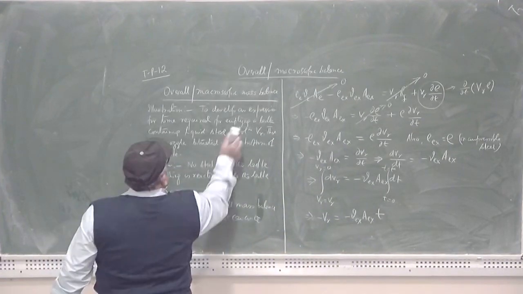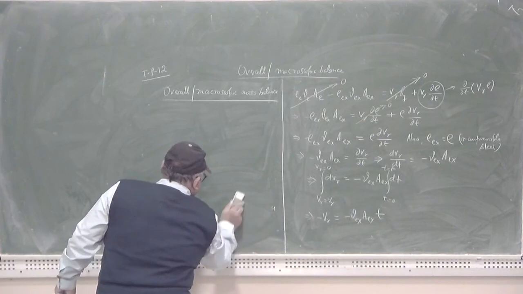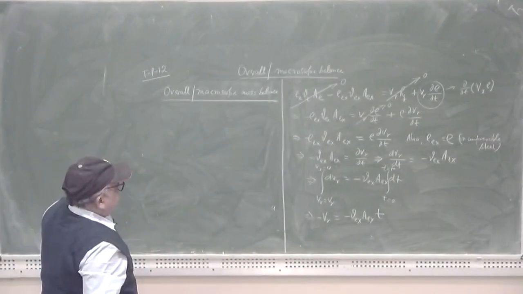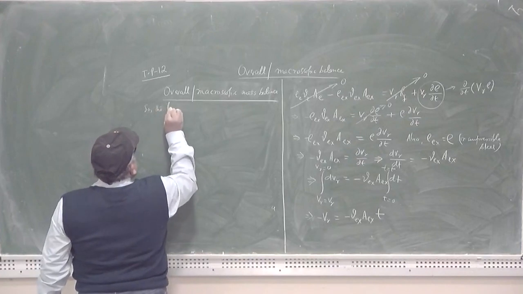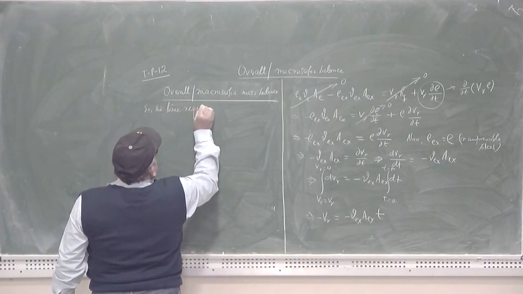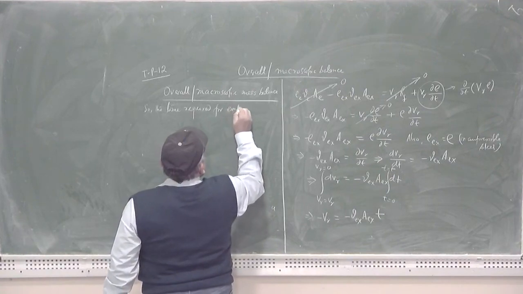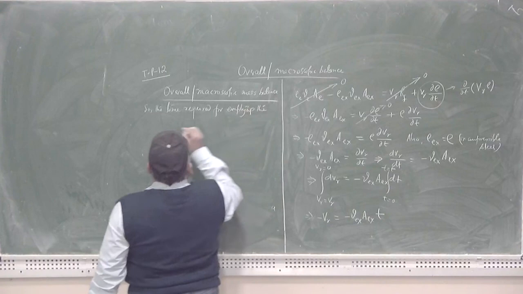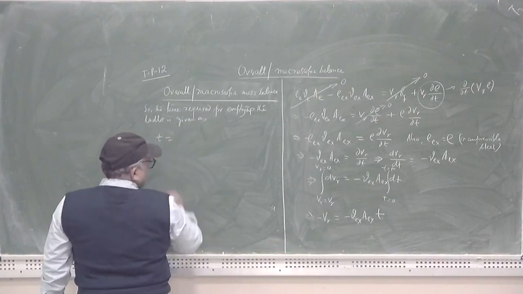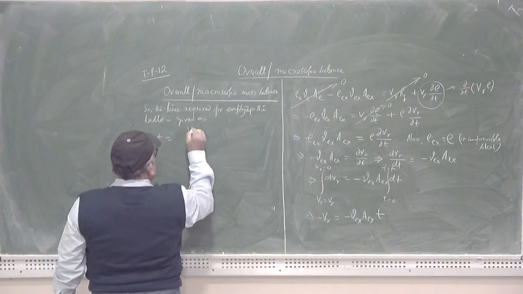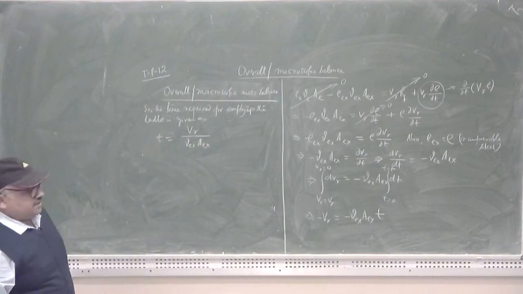So thus the expression for t, that is the time required for emptying the ladle, is given as t is equal to V_R divided by V_ex A_ex. This is the expression for the time.